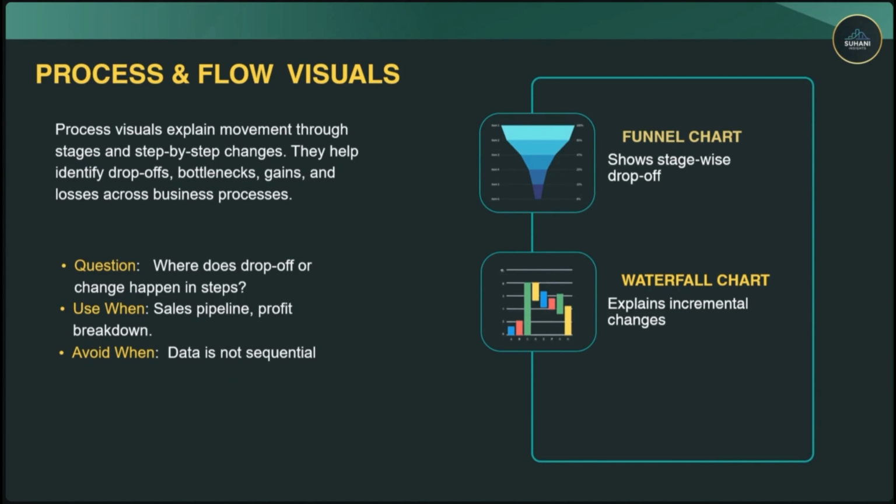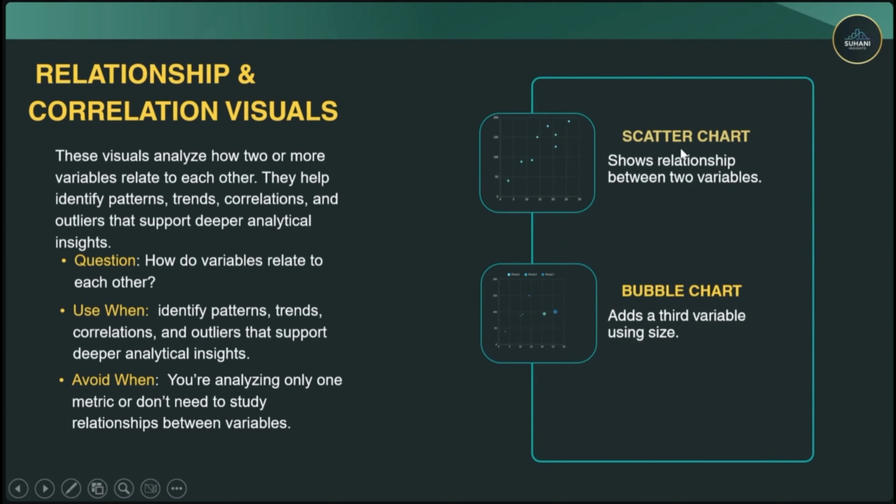Next is process and flow visuals. Okay, I didn't explain the difference between them. The difference between the scatter chart and the bubble chart: they look the same and do the same work. One shows the relationship between two variables, and the bubble chart also shows it, but there is a third variable which helps us understand the difference with the help of size.